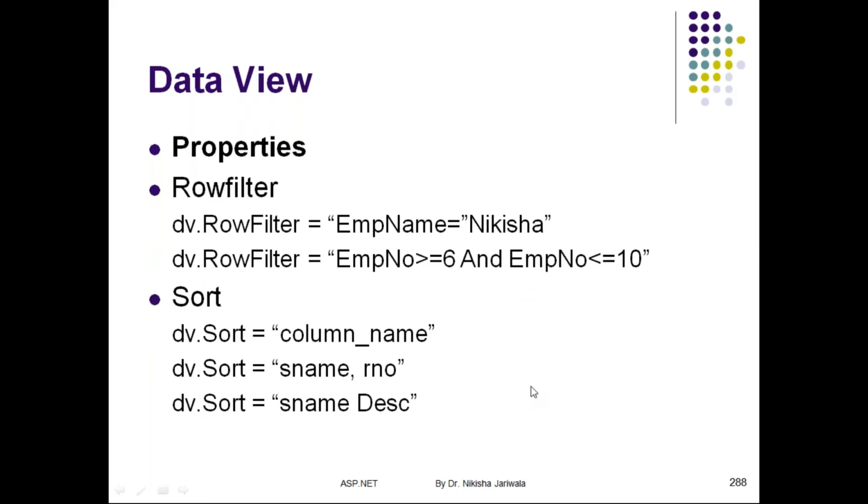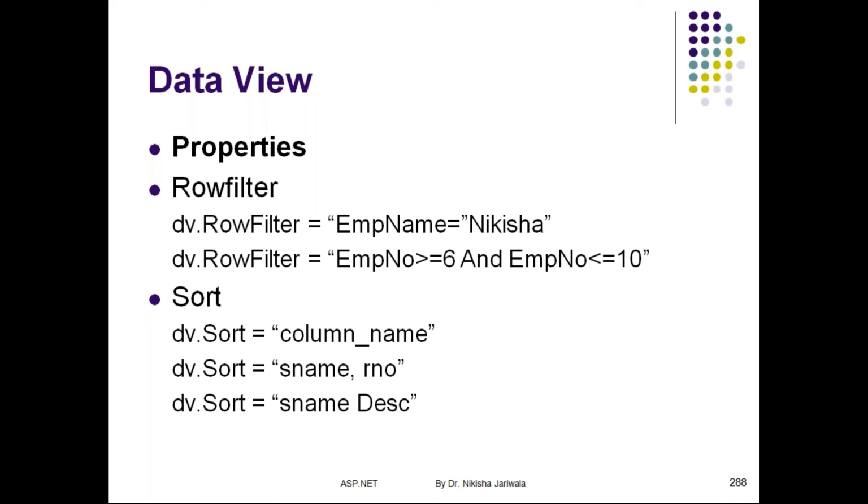All right. So there are some properties and methods, right? The first property is RowFilter. It will work as a where clause. Again, I repeat, the first property within DataView is RowFilter, and it will work as a where clause.